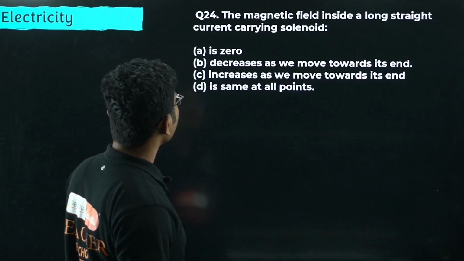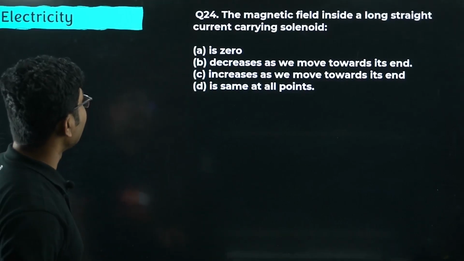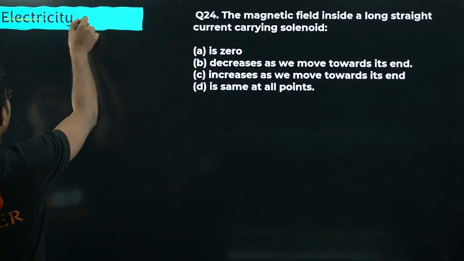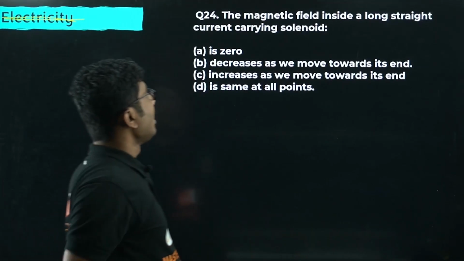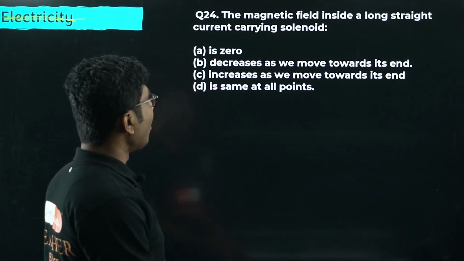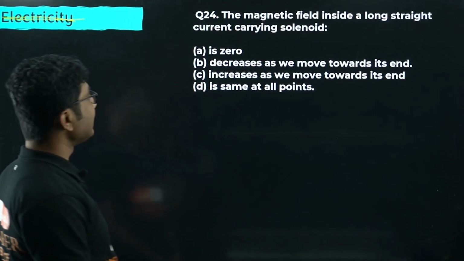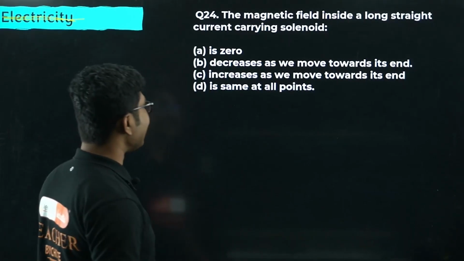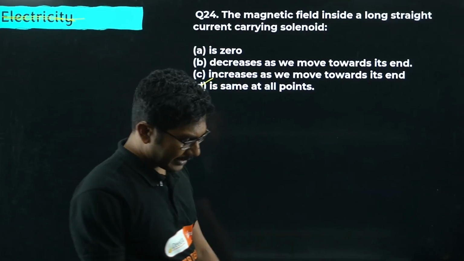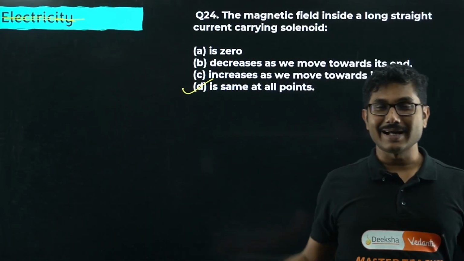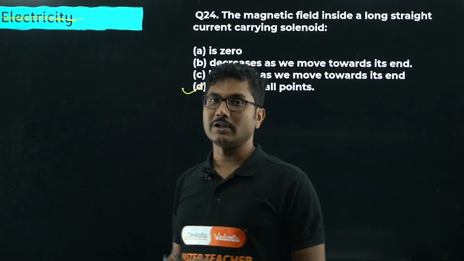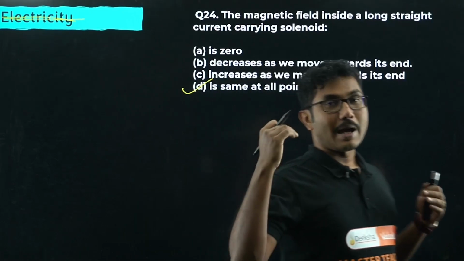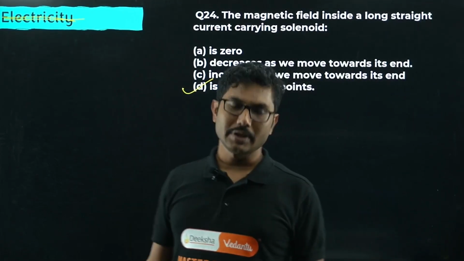Now next question. I think the chapter name is incorrect. It will be magnetic effect of electric current, not the electricity chapter. The magnetic field inside a long straight current carrying solenoid: decreases as we move towards the end, increases as we move towards its end, is the same at all points, or is the same at all points except at the ends. Magnetic field inside a solenoid is the same except at the ends. There is something called end effect that happens at the end, otherwise it is constant throughout the solenoid.